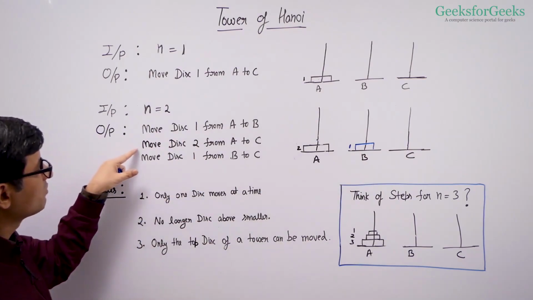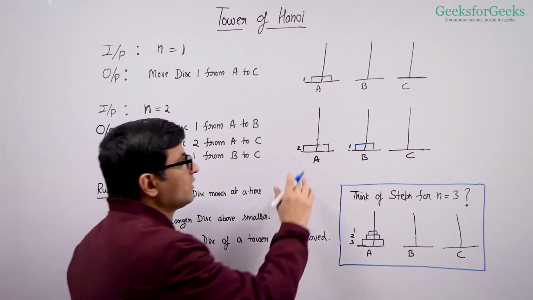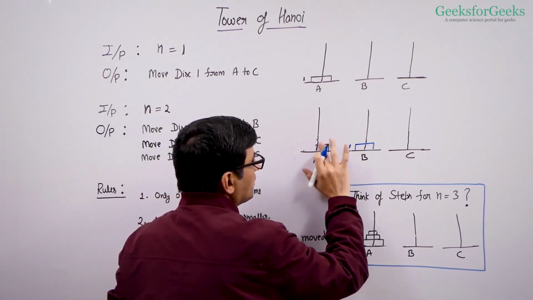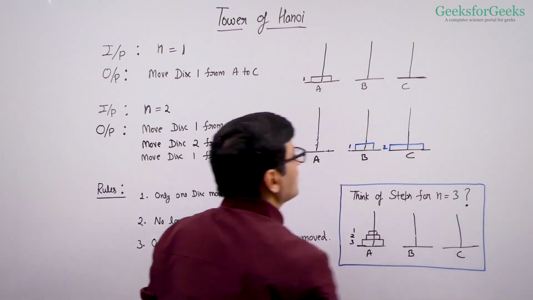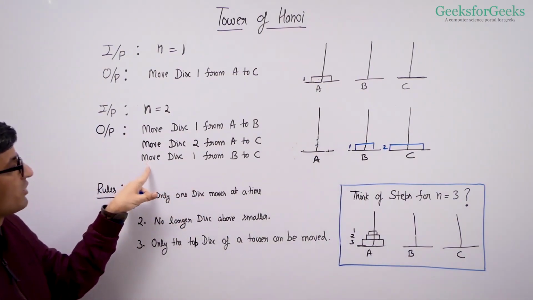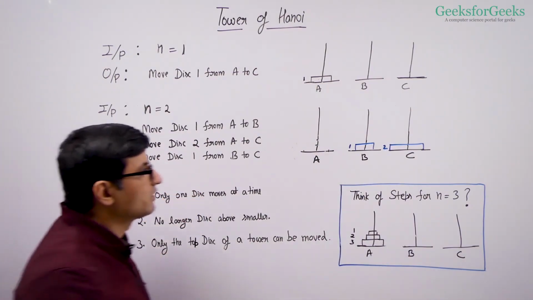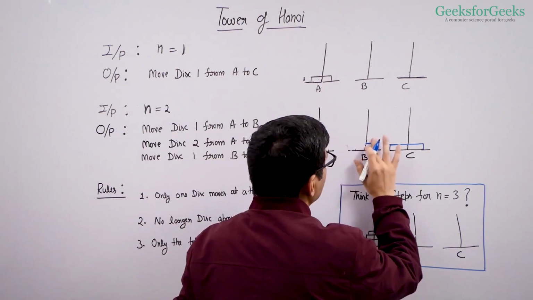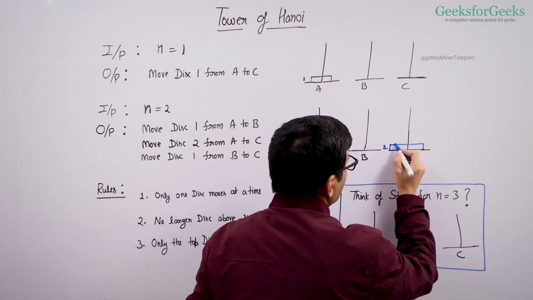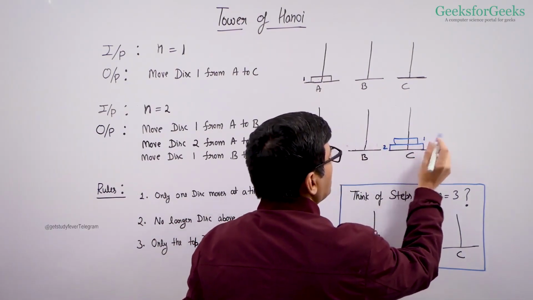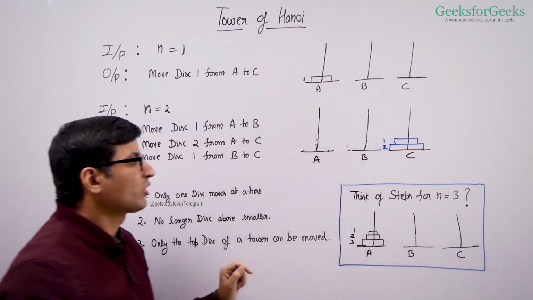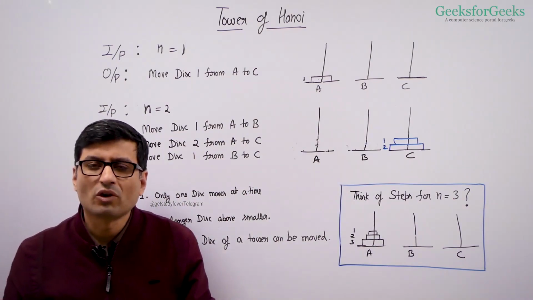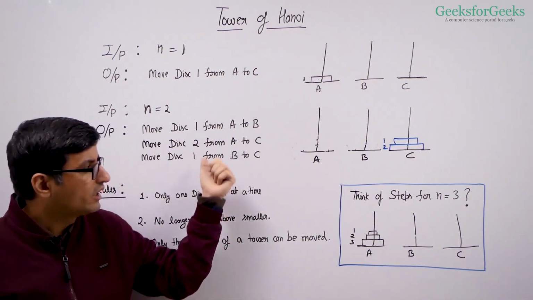Now the second move is move disk 2 from A to C. So we move this from A to C. This is disk 2. Now what are we doing? We are saying move disk 1 from B to C. So we move this from this to C. And you can notice that we have both the disks in the same order in tower C, and we followed all the rules in every step.